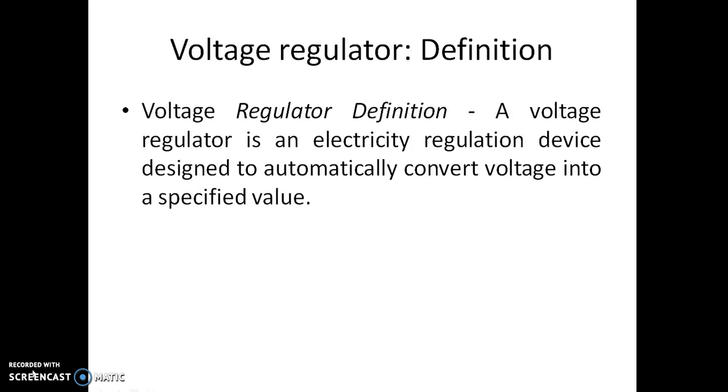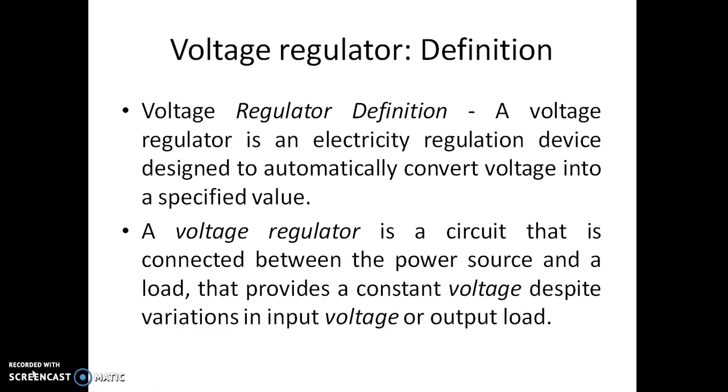Let us see what a voltage regulator is. The definition of a voltage regulator goes: a voltage regulator is an electricity regulation device designed to automatically convert voltage into a specified value. Now we are coming close to what a voltage regulator is. It's a device which is designed to automatically convert the voltage into a specified value. So let us see one more definition.